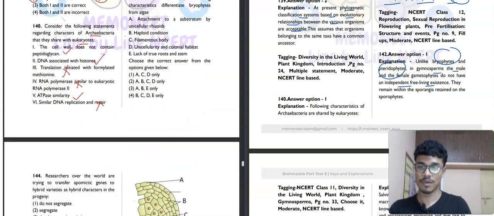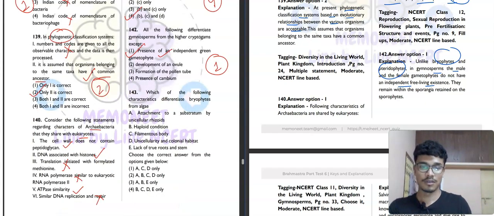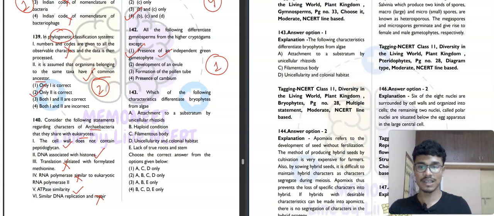The next question, that is question number 143. It is saying, which of the following characteristics differentiate bryophytes from algae? Okay, attachment to a substratum by unicellular rhizoids, it is correct. Haploid condition, not correct. Filamentous body, yes, it is correct. Then unicellularity and colonial habitat is correct. Then lack of true roots and stem is incorrect. So the correct answer will be A, C, D. First option will be your correct answer. They are the characteristics to differentiate bryophytes from algae.